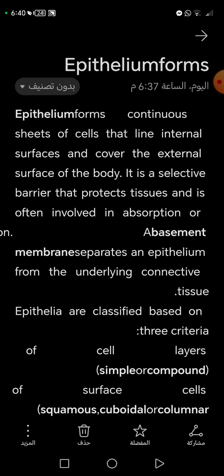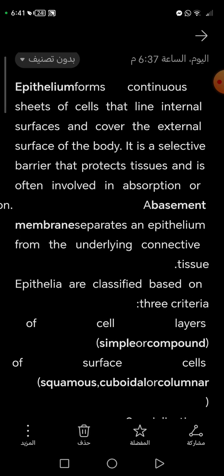Okay, epithelial tissue forms continuous sheets of cells that line the internal surface and cover the external surface of the body. As I said, it's the outermost layer of the tissue. Beneath it is the connective tissue, which is loose and has ground substance, or ECM, extracellular matrix. In epithelial tissue we don't have it, or we have very little. I explained the difference in other past videos.